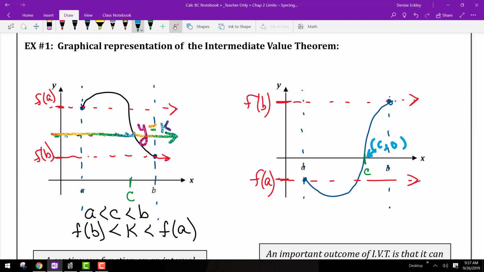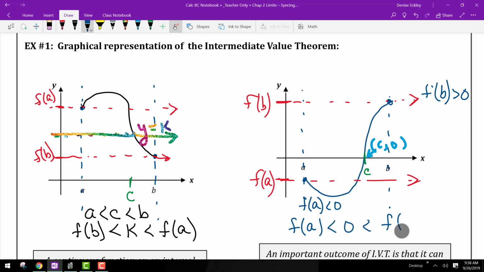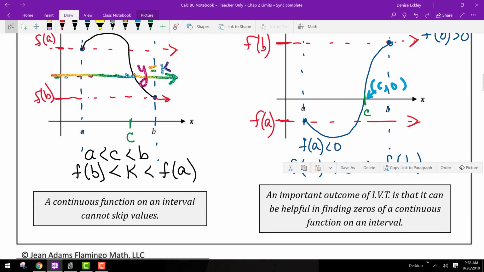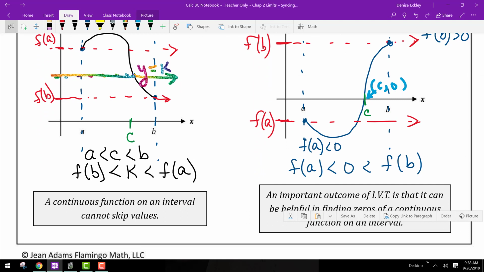So what we have is a situation where f of a is less than 0 and f of b is greater than 0. So f of a is less than 0, which is less than f of b. This is a very common use of the IVT. It can help us find zeros on a continuous function.